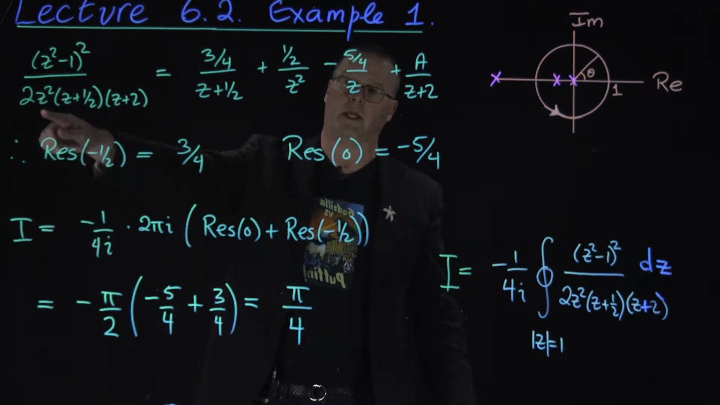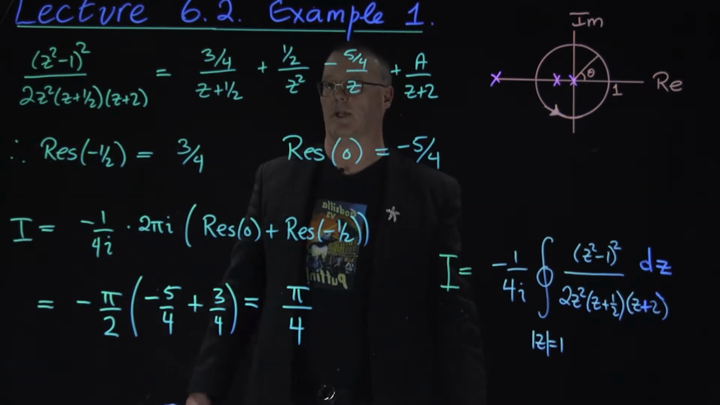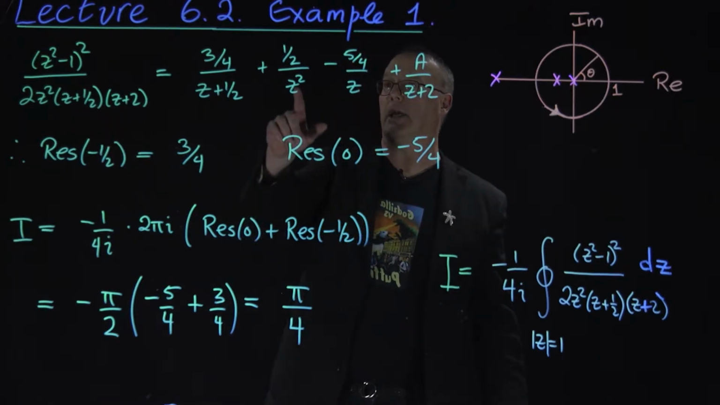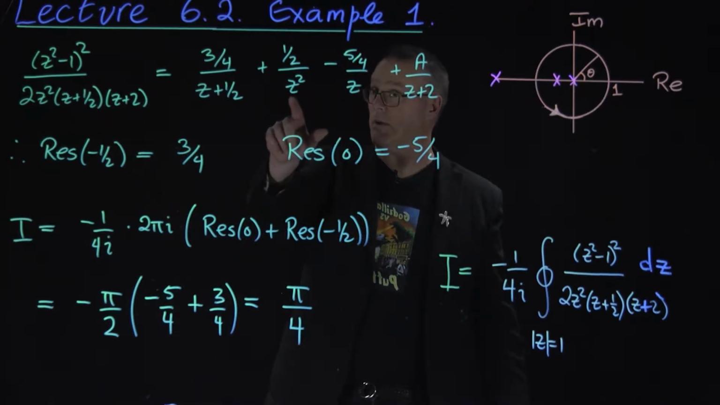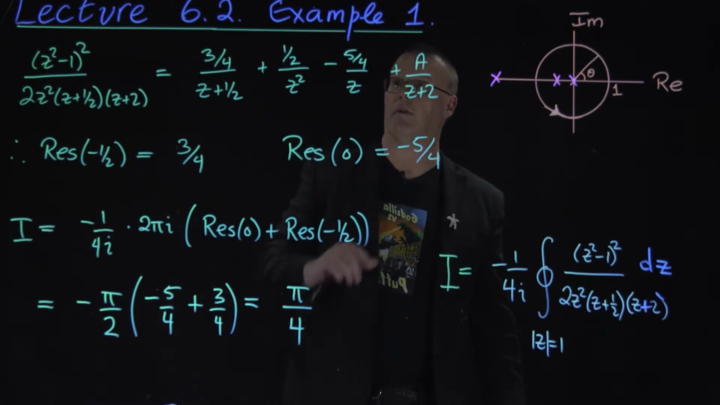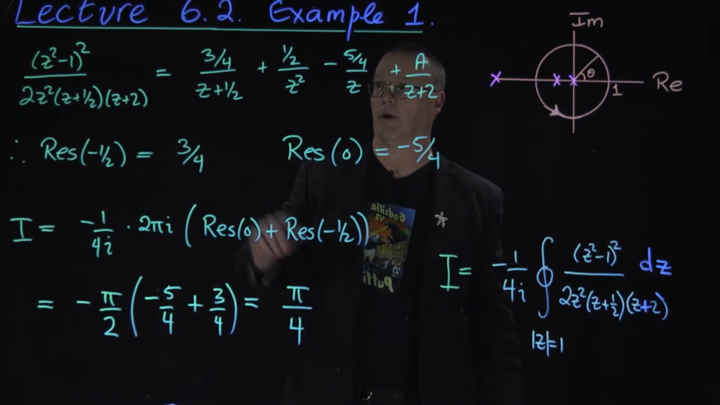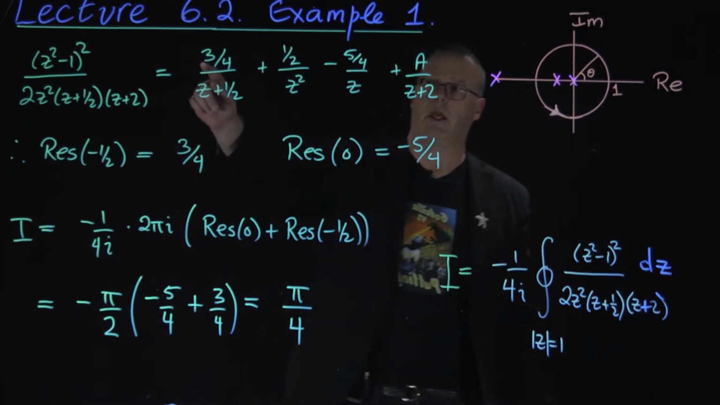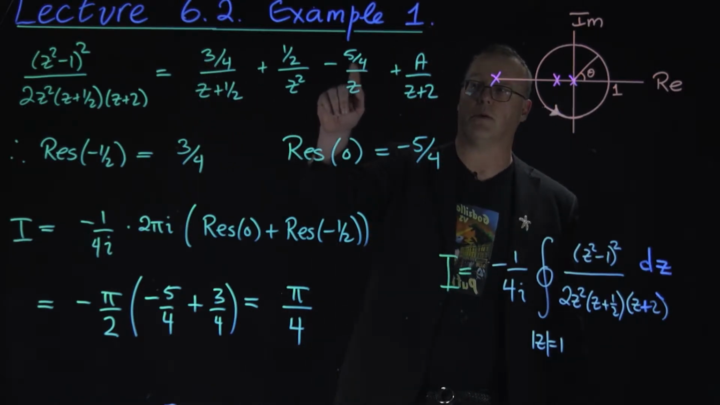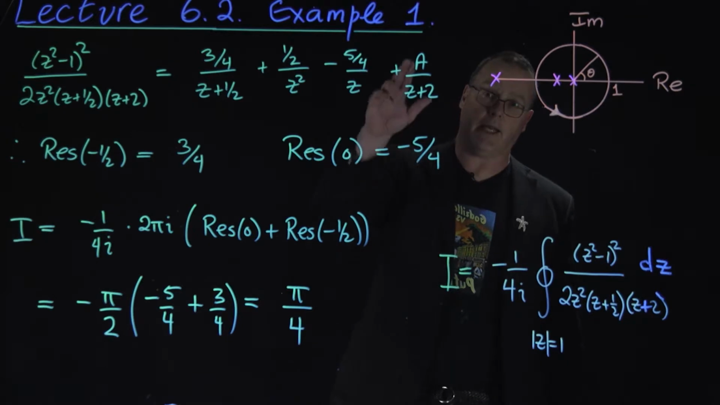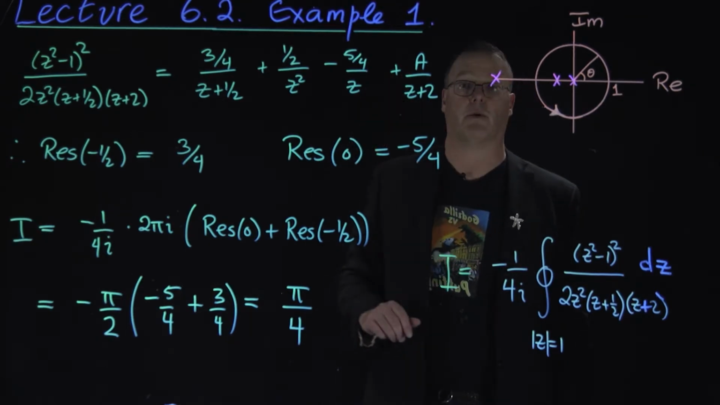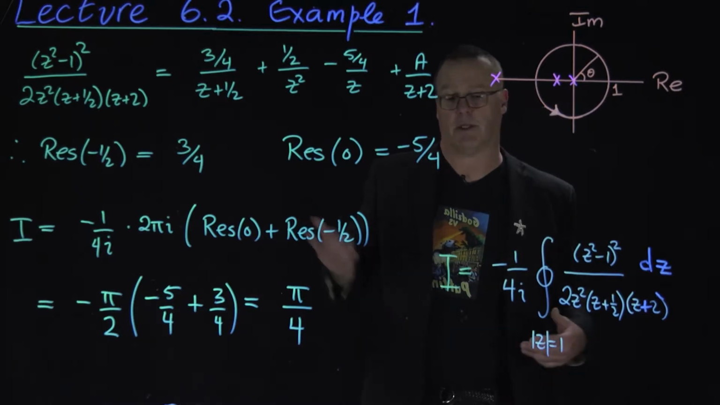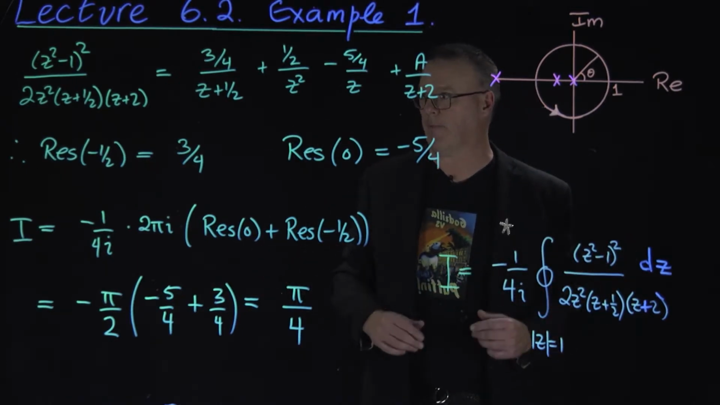For the one at z equals 0, you have to do a self-checking step, or you can expand in series and you get 1/2 over z squared, which we don't care about, minus 5/4 over z, which we do care about. So the residue at minus 1/2 is going to be 3/4, and the residue at 0 is going to be minus 5/4. And I didn't even bother to figure out what the coefficient of this over z plus 2 is because that's outside the circle, so I don't care.